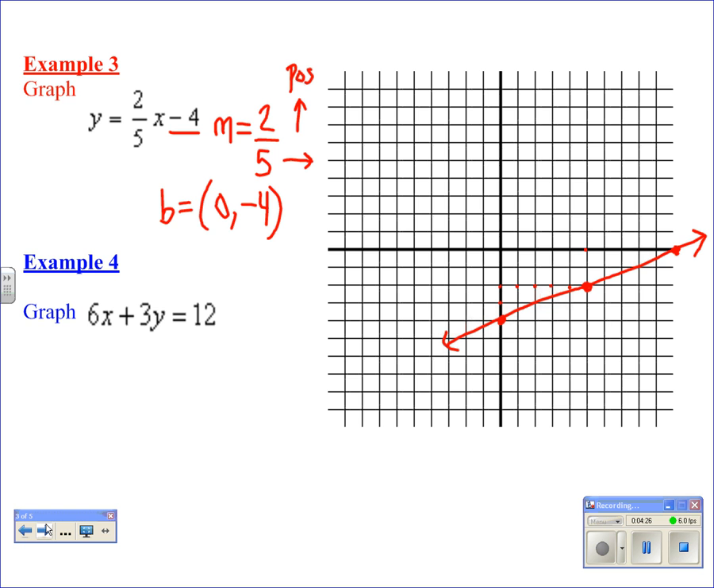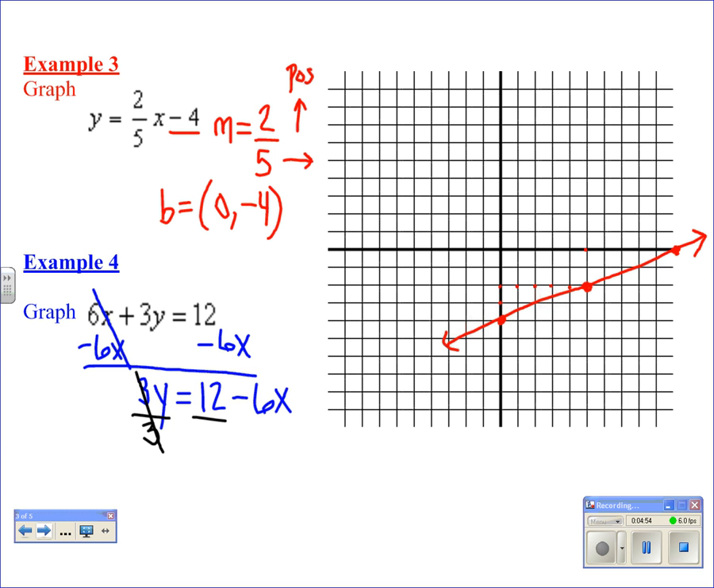Let's try the second example. And again, in my second example, you have to solve for y first. So first, I'm going to subtract 6x from both sides. I'm left with, on the left side, 3y equals 12 minus 6x. I cannot combine 12 and 6, though, because they are not like terms. Then I'm going to divide everything by 3. So I have the equation in slope-intercept form.